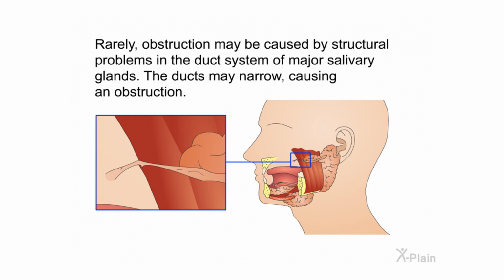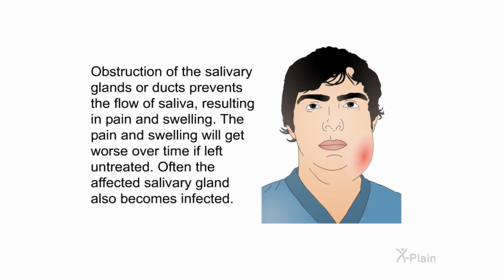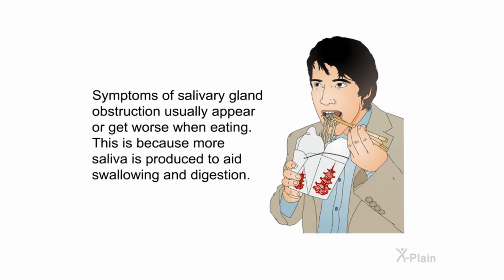Rarely, obstruction may be caused by structural problems in the duct system of major salivary glands. The ducts may narrow, causing an obstruction. Obstruction of the salivary glands or ducts prevents the flow of saliva, resulting in pain and swelling. The pain and swelling will get worse over time if left untreated. Often, the affected salivary gland also becomes infected.